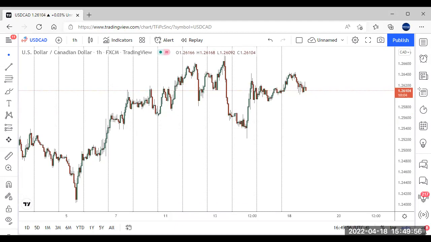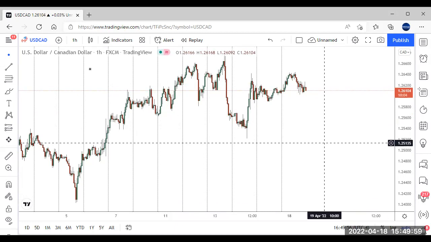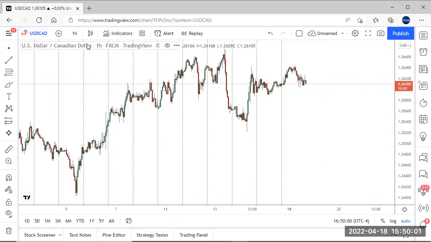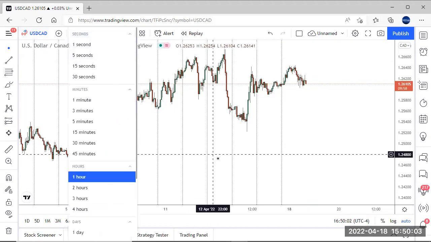So I use only those when it comes to entries and or exits. Keeping that in mind, we're going to have this example with USDCAD. We're going to start at a daily chart.